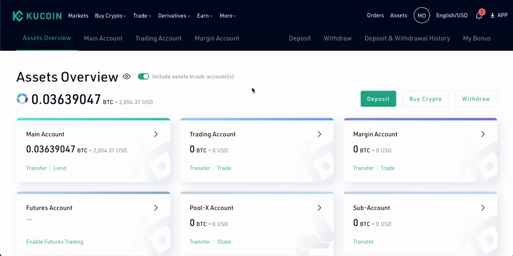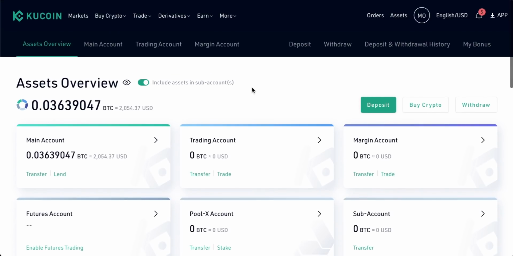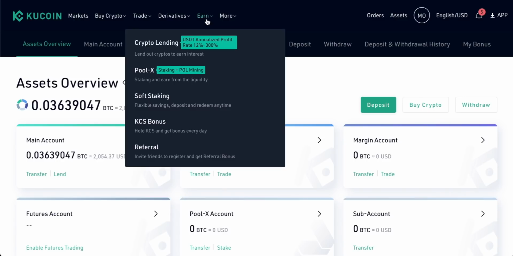So firstly, on KuCoin, there are a lot of different ways to actually earn passive income and lend out or earn on your cryptos. So you can come to this Earn platform right here, and there are a few different options. In this tutorial, I'm going to focus on crypto lending mostly. I'm also going to touch on KCS Bonus as well, because that is a way of basically earning passive income without doing anything at all.